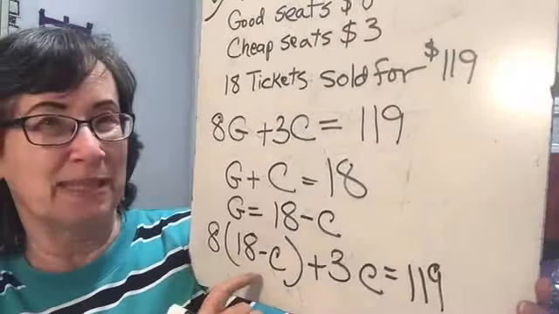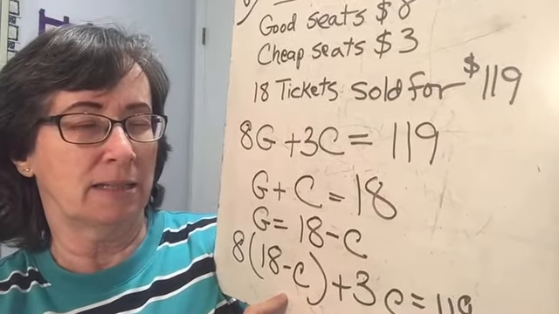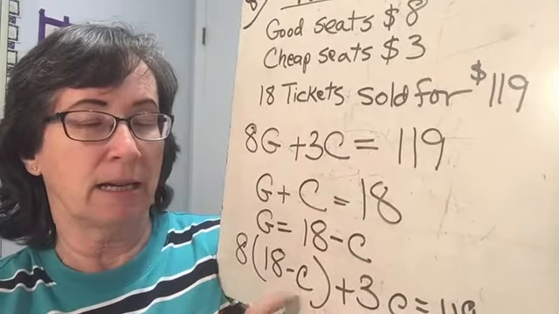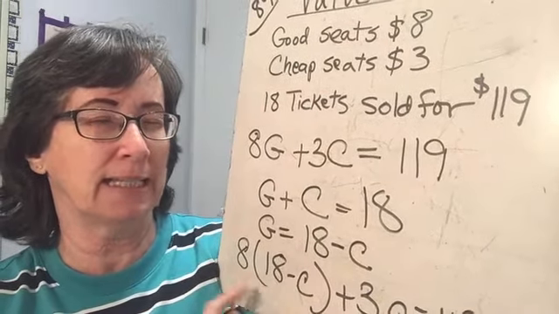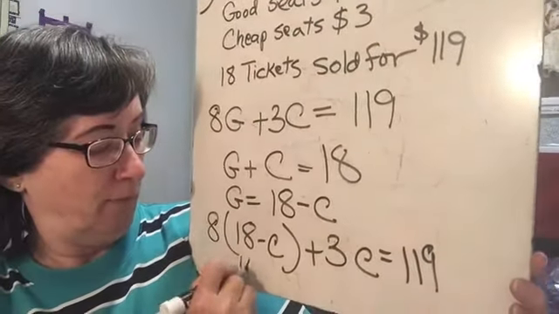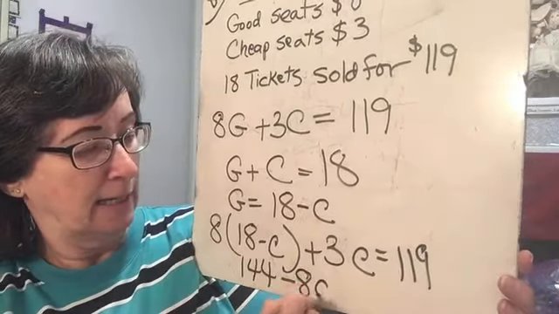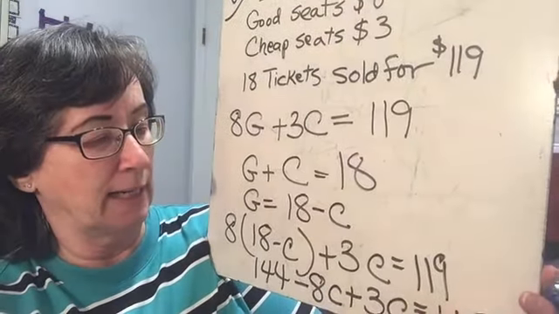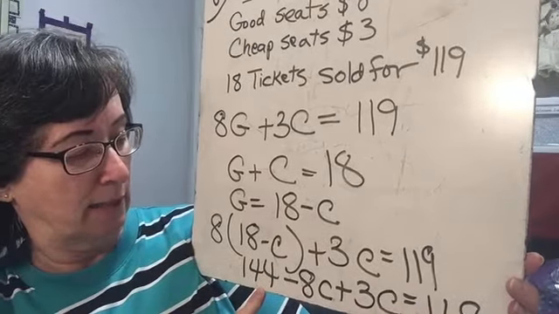So 8 times 18, okay, 8 times 20 is 160, and 8 times 2 is 16. So 160 minus 16 is 144. Okay, so 144 minus 8c plus 3c equals 119.